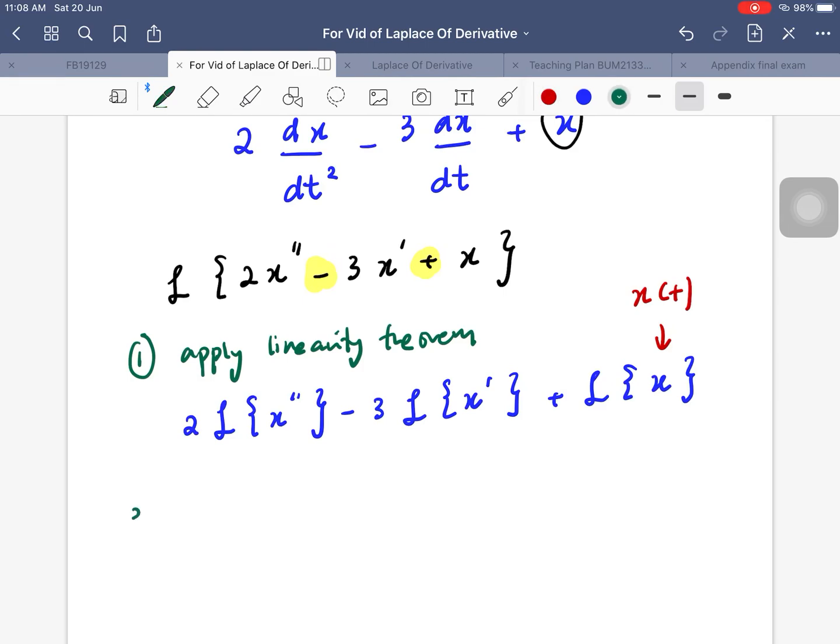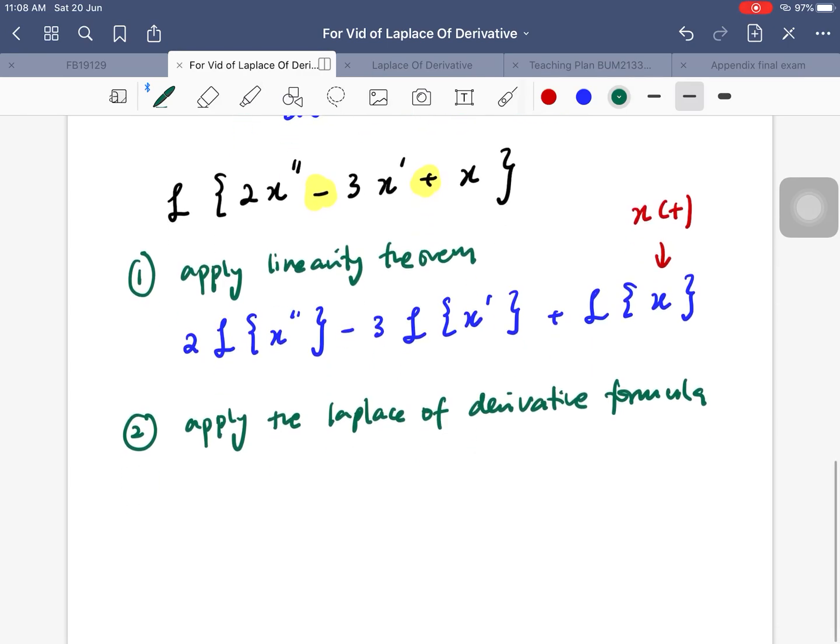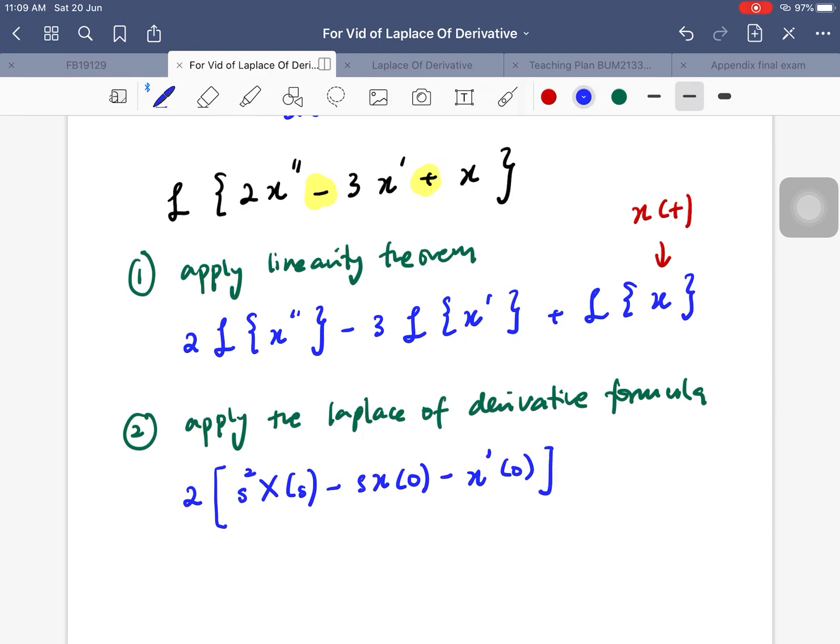After we have applied the linearity theorem, step number 2 is to apply the Laplace of derivative formula. I'm going to Laplace each of the terms now. So I'm going to have a 2, just copy it down according to the formula. I'm going to put the formula in the square bracket so that it won't confuse our calculation. According to the formula we have seen before, Laplace of x double prime is going to equal s squared capital X of s. Remember, only the first term is a capital letter, being preceded by s x of 0, minus the last term, which is x prime of 0. For x double prime, there will be 3 terms. Then I am done with Laplace of x double prime, simply by using the formula.